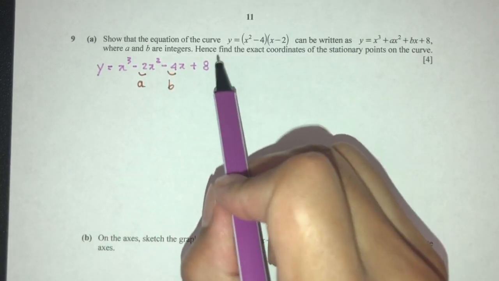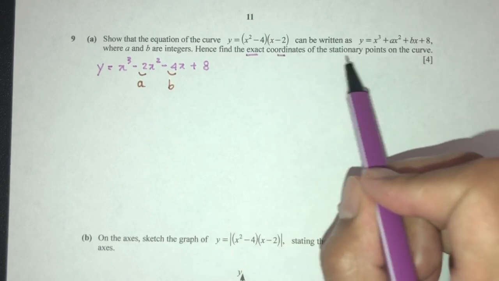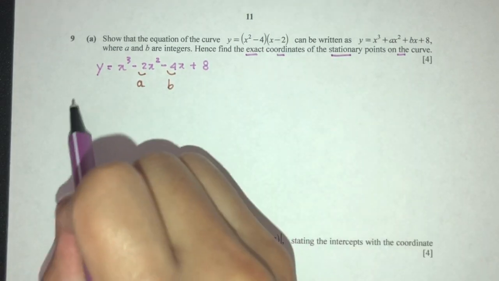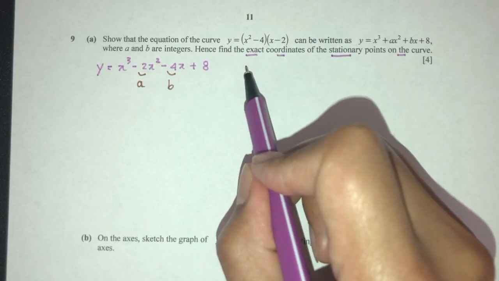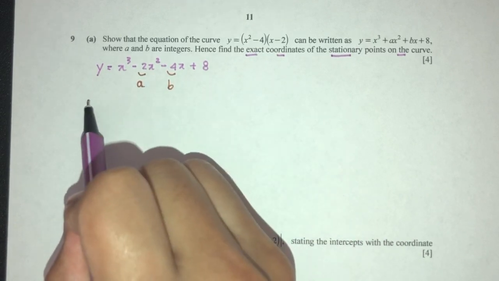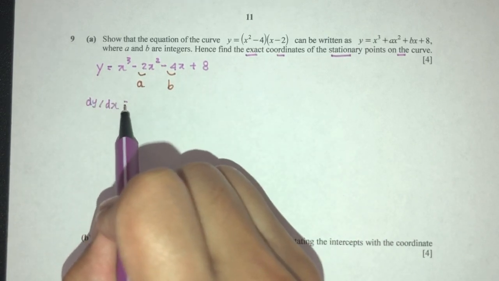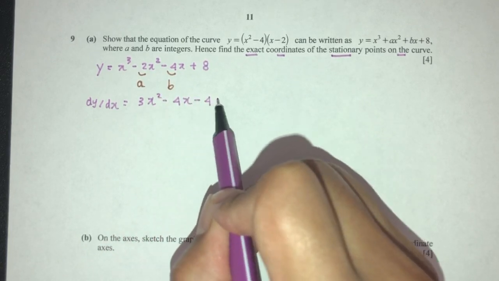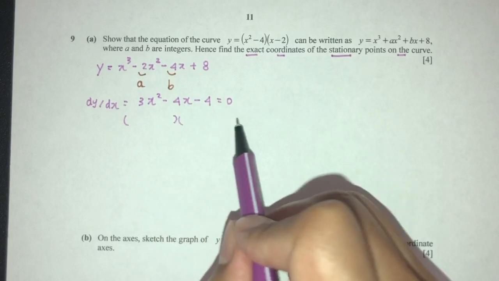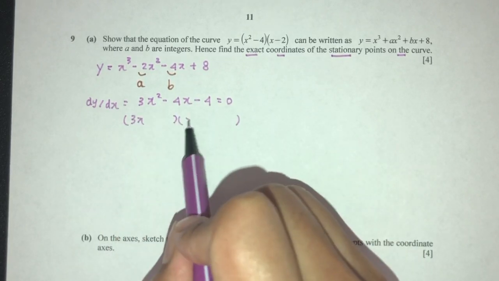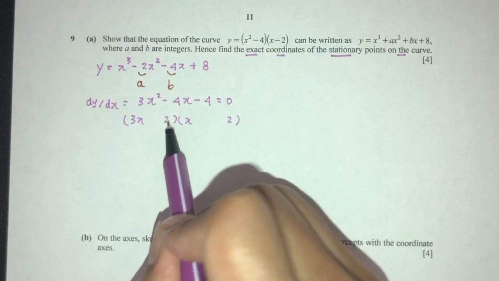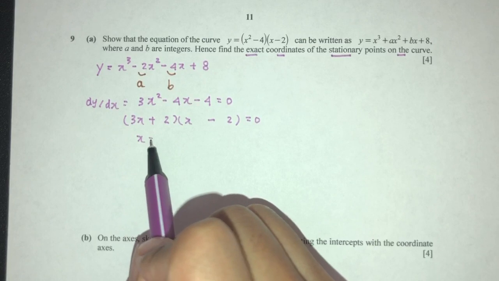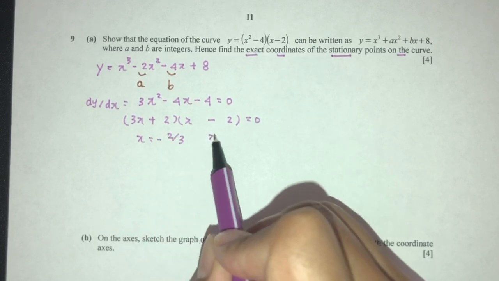Hence, find the exact coordinates of the stationary points on the curve. As we know, at stationary points, what happens? dy by dx is 0, so dy by dx will be 3x squared minus 4x minus 4, which has to be 0. So factorize: 3x times x, that will be 2 times 2. To get minus 4, we have to have minus 6 plus 2. x will be minus 2 over 3, and x will be the value of 2.